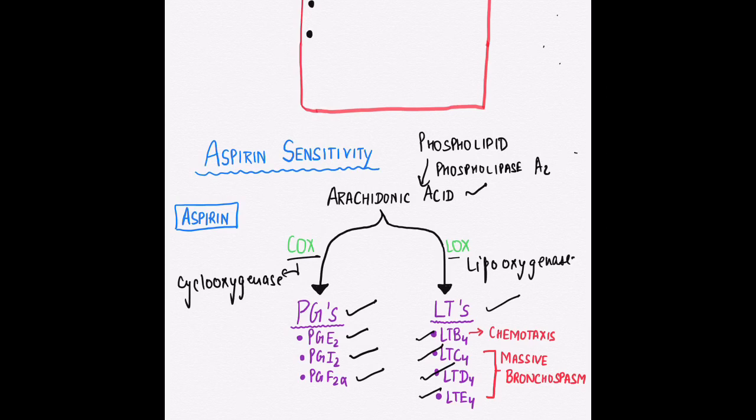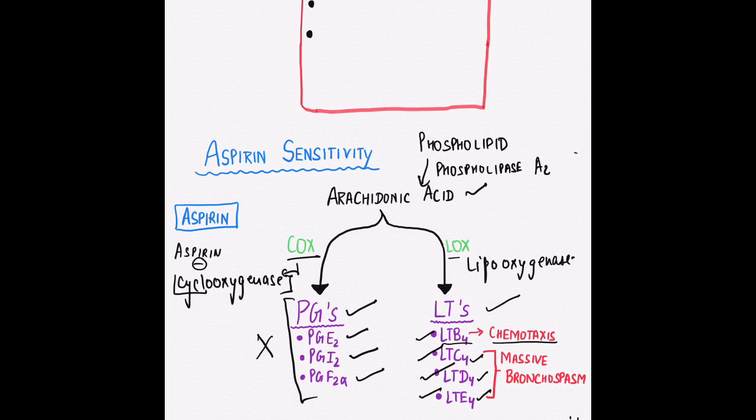Leukotriene B4 is a good chemotactic substance. It is involved in chemotactic movement of various cells in various mechanisms of the body. Leukotriene C4, leukotriene D4, and leukotriene E4 cause massive bronchospasm. Now the question arises: how does aspirin interfere with any of these pathways? Aspirin irreversibly inhibits the enzyme cyclooxygenase. Thereby, it inhibits the production of various prostaglandins.